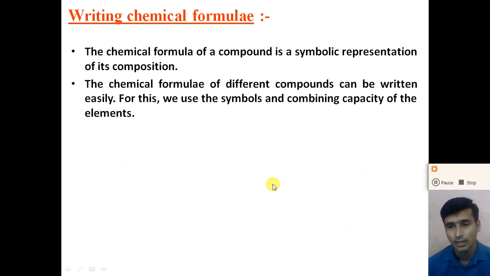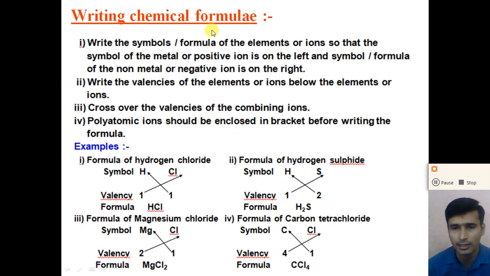Now, dear student, let us see how we can write the chemical formula of different compounds. Rules for writing a chemical formula. The first rule is to write the symbol and the formula of the elements or ions so that the symbol of the metal or a positive ion is on the left and the symbol or formula of the non-metal or a negative ion is on the right.